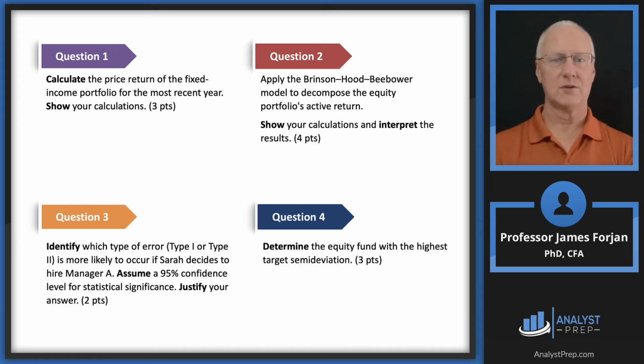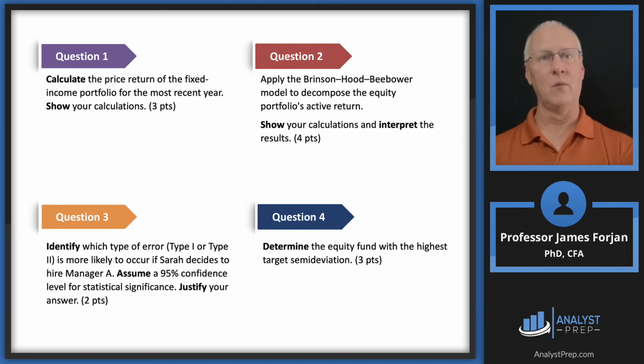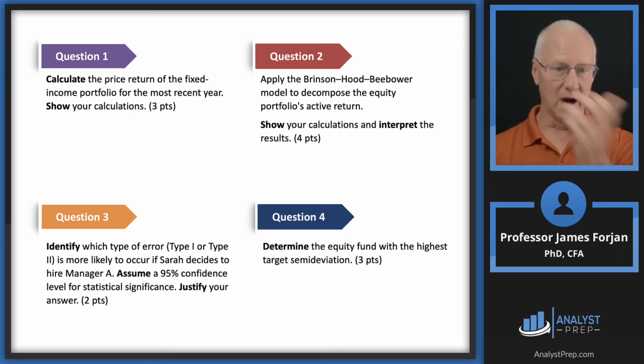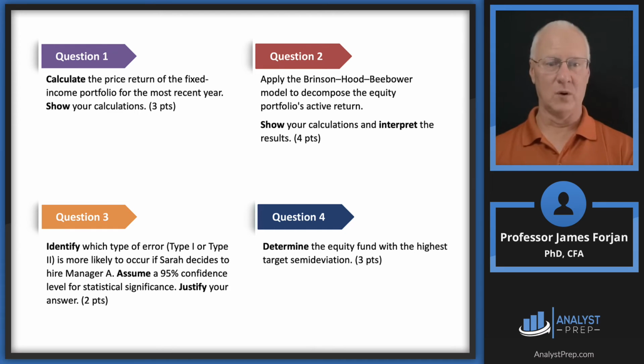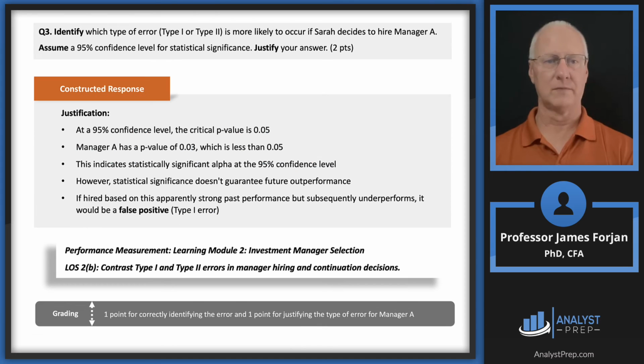All right, so let's go back to question 3. Identify which type of error, 1 or 2. Remember, the only choices are 1 or 2. If Sarah decides to hire manager A, so what do? When we first looked at that table, we pretty much liked manager A. All right, so which type of error is more likely to occur, and then justify your response.